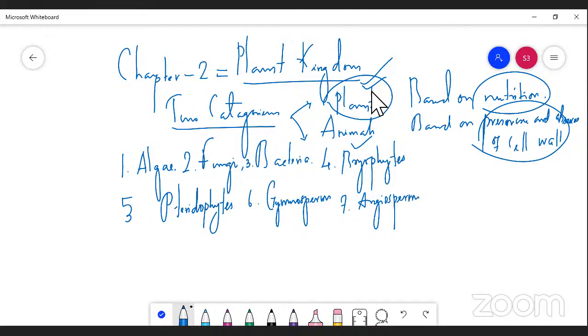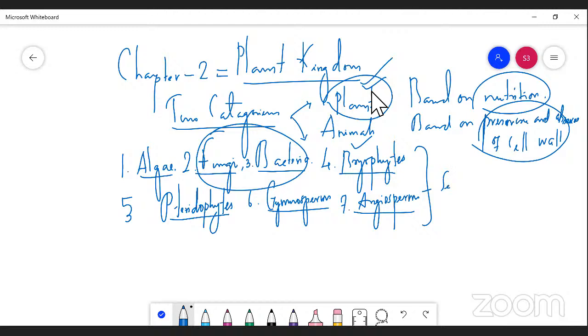So the plant categories are algae, fungi, bacteria, bryophytes, pteridophytes, gymnosperm, and angiosperm. But recently, the plant classification has been altered. Bacteria and fungi are segregated from this classification and kept in another kingdom.